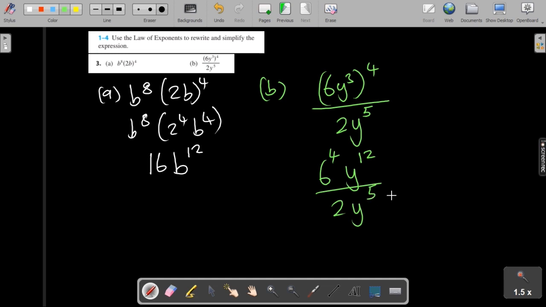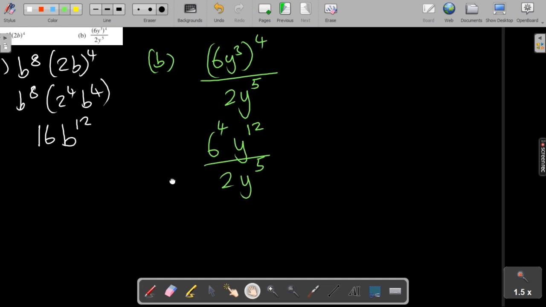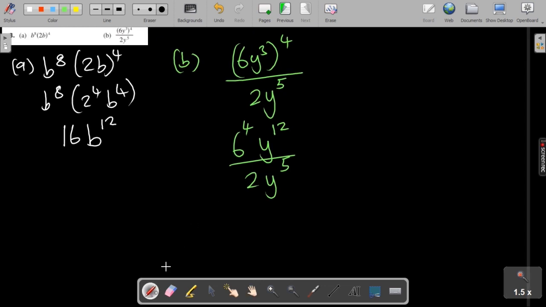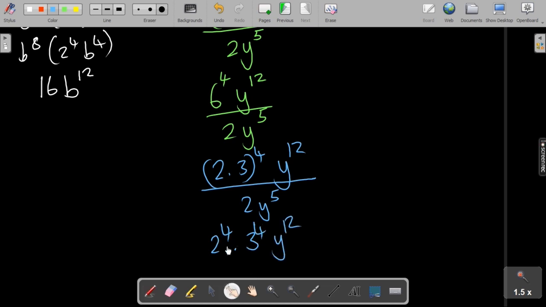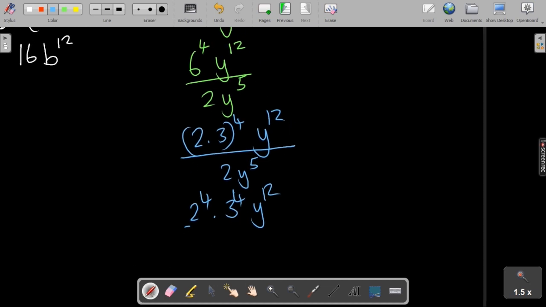This is where we are. Now we can split this 6 into 2 multiplied by 3 so that we can have a base of 2, just like we do at the bottom. So if we split it into 2 times 3, then everything to the power 4, that will help us pass this power of 4 over to 2 and 3. Then we can work with the base 2.